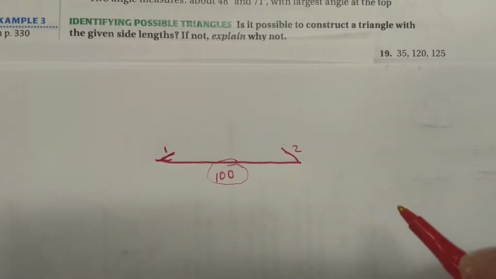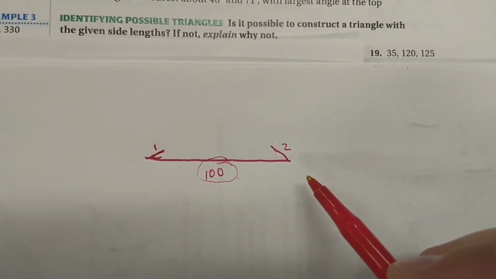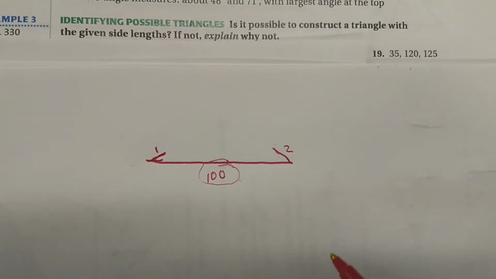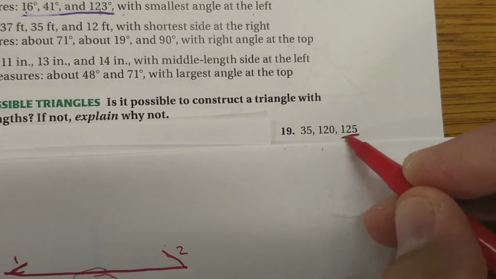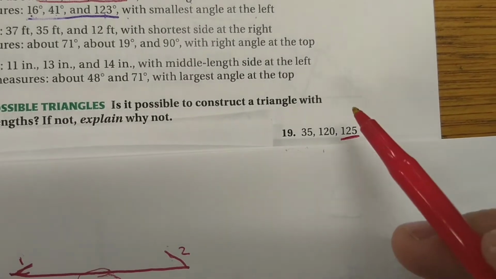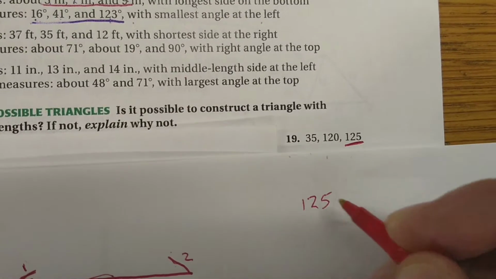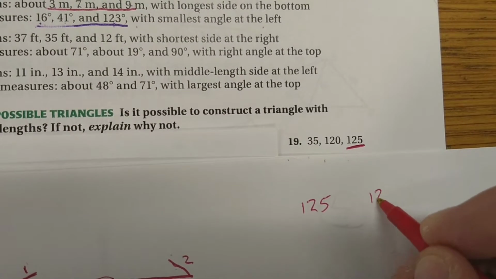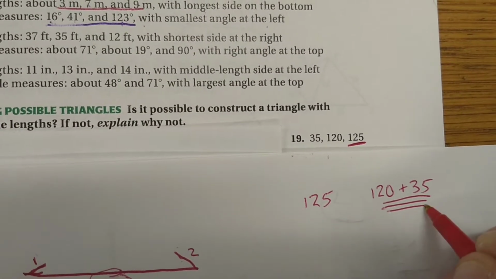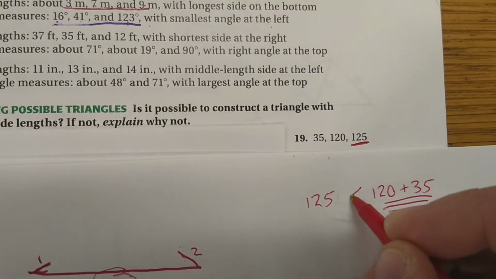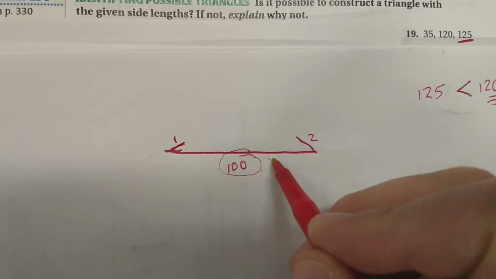So that's really what we're looking for. If we see something where one side is larger than the other two combined, then it's not going to work. So let's look back up here at number 19. Okay, I've got my largest side as 125, so that's really what I'm keying in on, and I'm going to compare 125 to the other two combined, 120 and 35 together. I need to have these two together be larger than my largest side, because if it's not, then I'm going to end up with a situation like this.